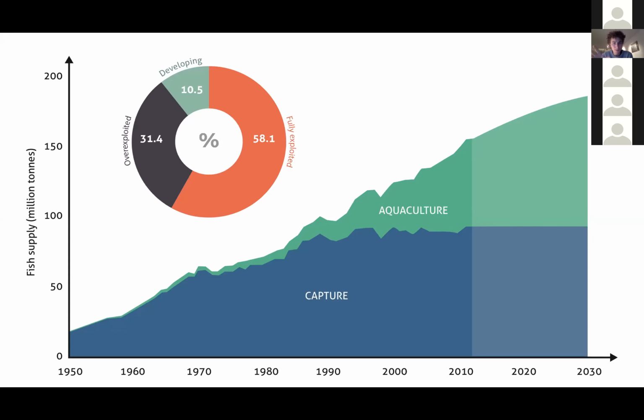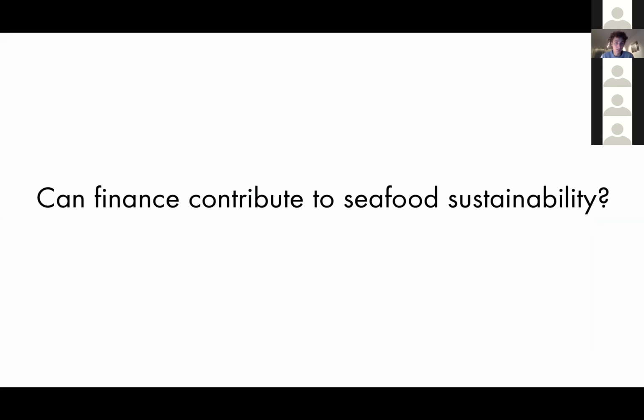So making sure that seafood is socially and environmentally sustainable has therefore become a key concern for industry, governments, and the general public alike. And that's where finance comes in. So could finance contribute to seafood sustainability? We've heard about initiatives from government and from civil societies, but increasingly there is this momentum about green finance, or the role of finance to use its power to incentivize sustainability.